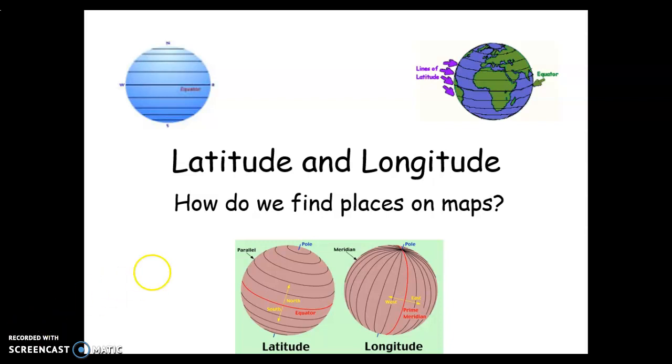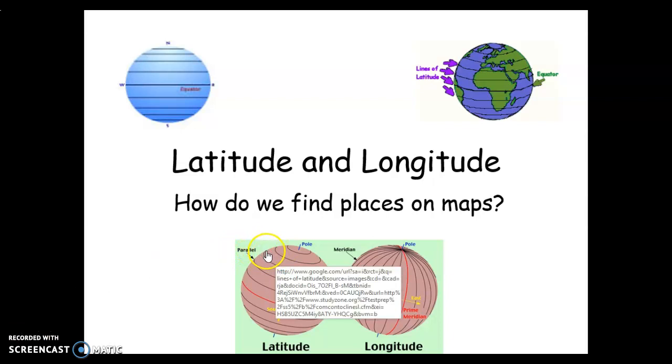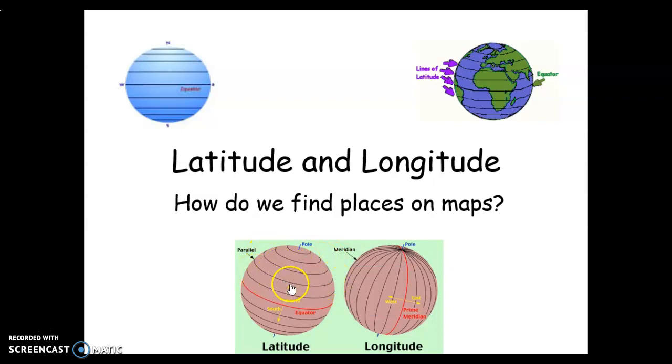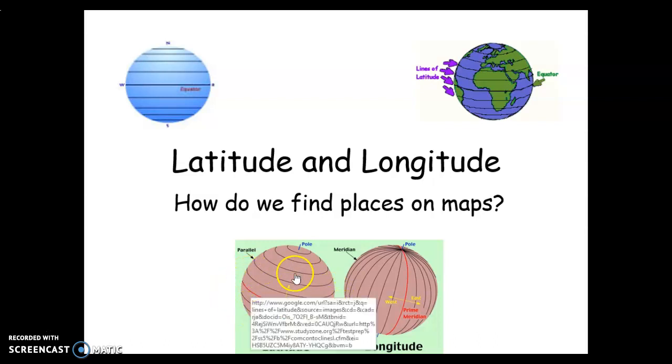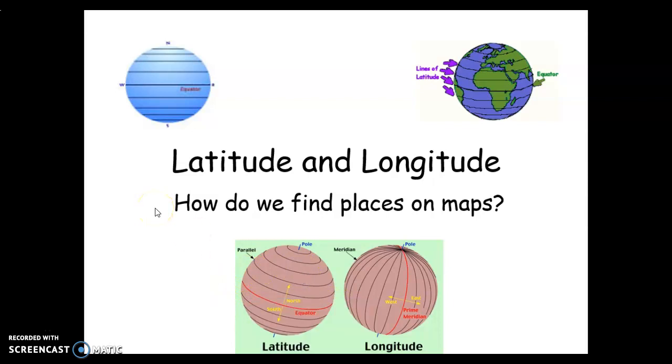Now, latitude. These are the lines that go horizontal. That means they go around the middle of the Earth, like this. They go sideways. Think about it like the Earth has a belt, or a bunch of belt stripes going sideways. Those are the lines of latitude. We'll get to how we can remember that in a little bit.